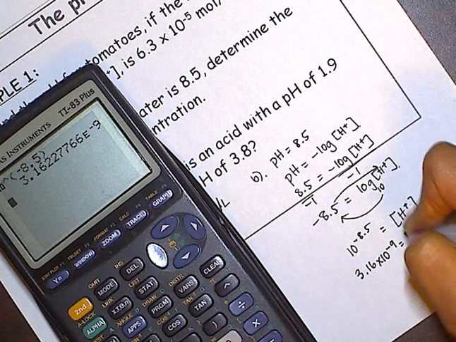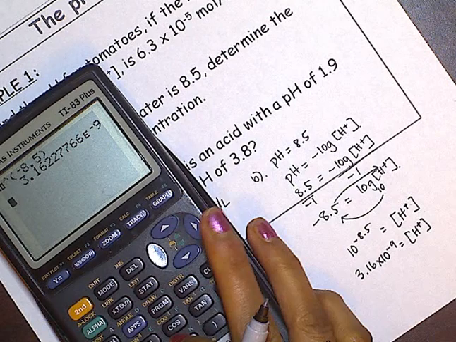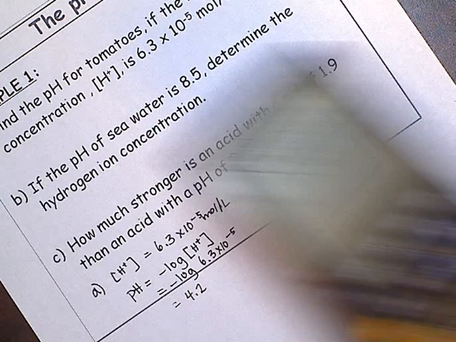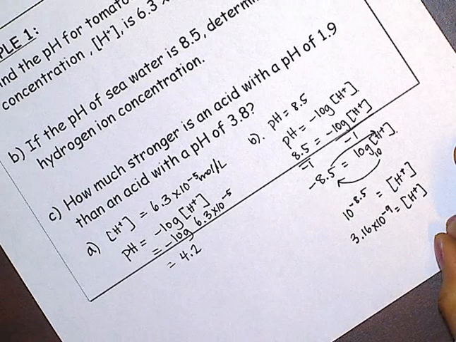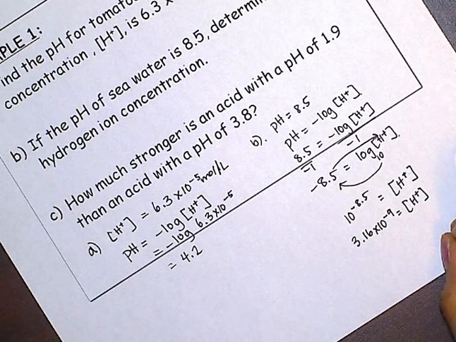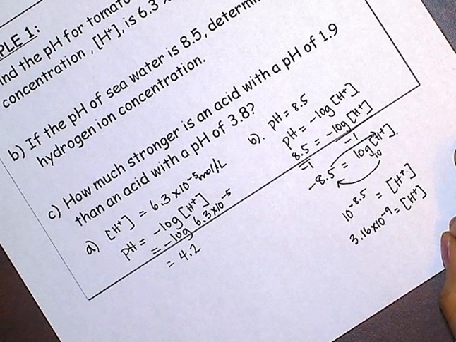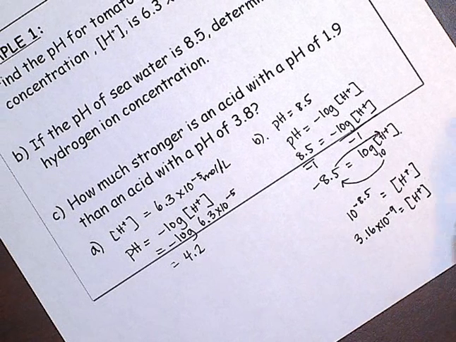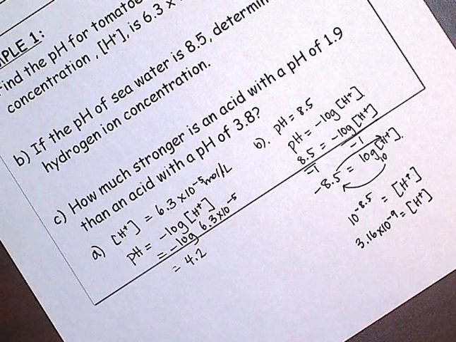Okay, great. Now part C of the question says, how much stronger is an acid with a pH of 1.9 than an acid with a pH of 3.8? So I'm going to be comparing their acidity level when the pH is 1.9 along with when the pH is 3.8. So I'm going to calculate the hydrogen ion concentration for each one of them so that I can do that comparison.